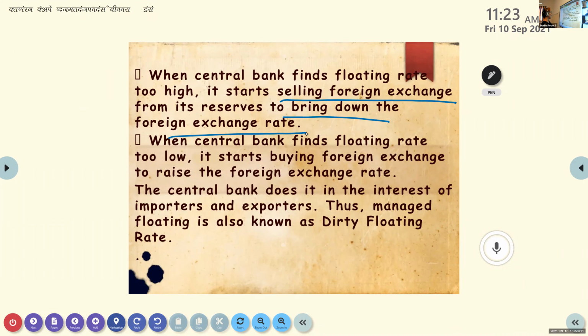At the same time, when the central bank feels that the floating rate is very low, what will they do? It is profitable for them to buy foreign exchange at that time because the rate is very low. So they will buy the foreign exchange. When we buy, slowly the demand increases, so slowly the currency's price will also increase.